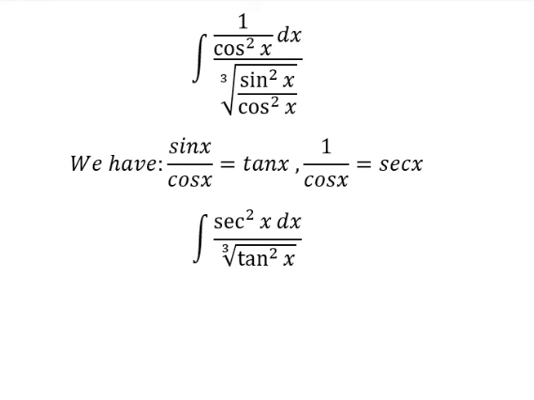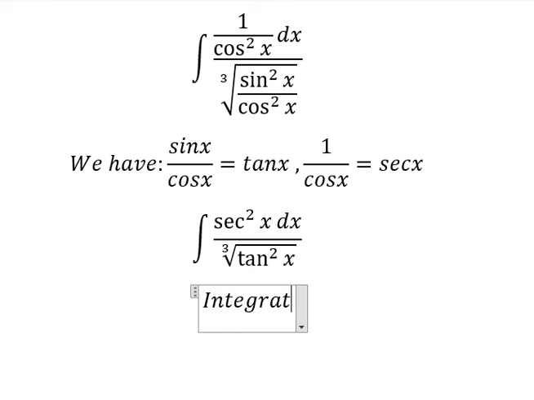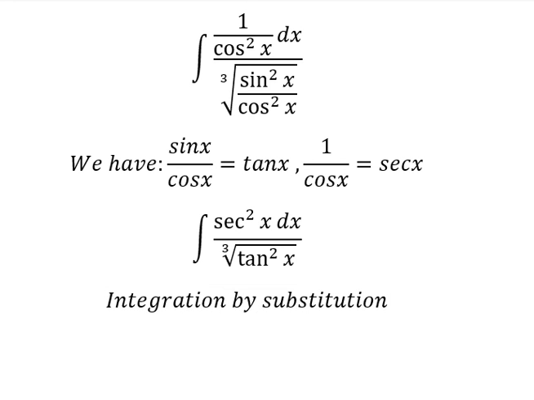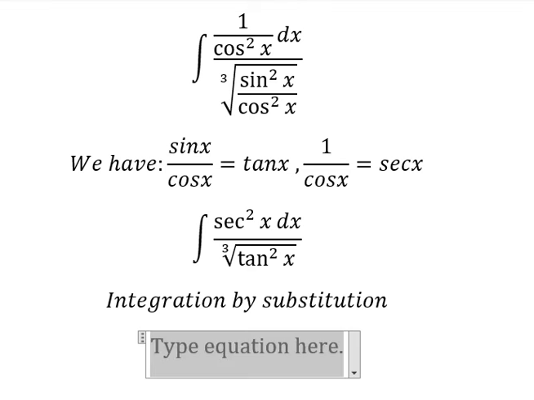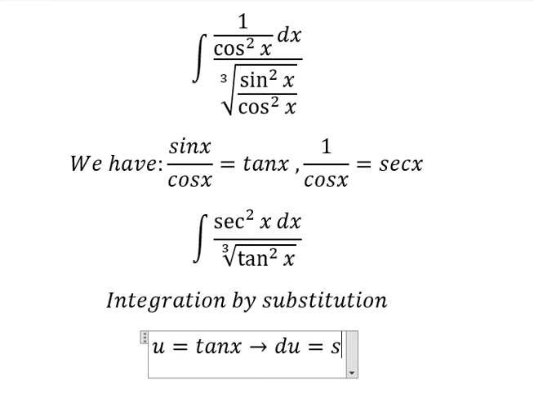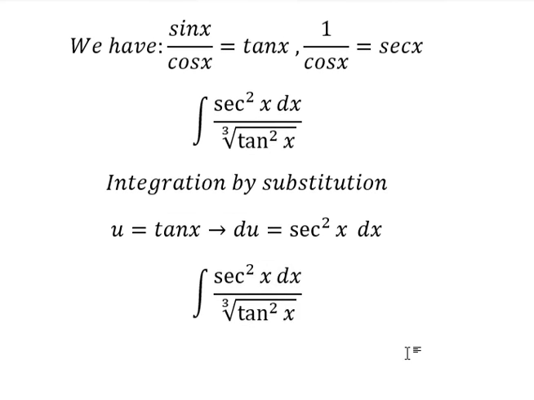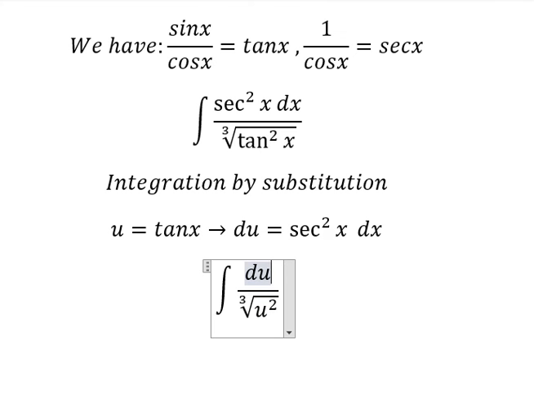Next, we need to use integration by substitution. So I will put u equals tan s, and then we take the first derivative on both sides, and we have secant squared of s ds. This one we change to u, and we have u squared. This one we change to du.